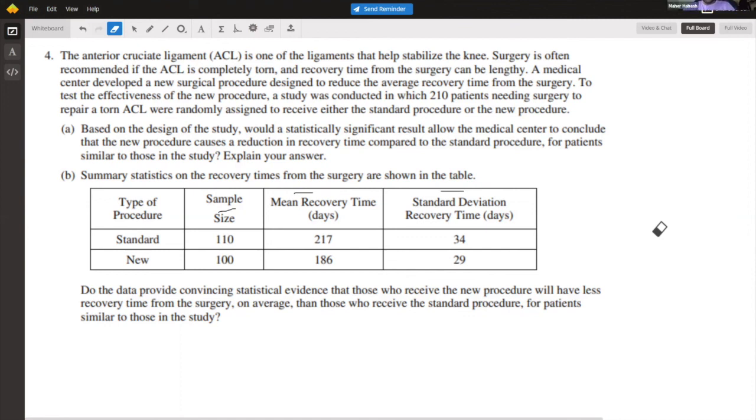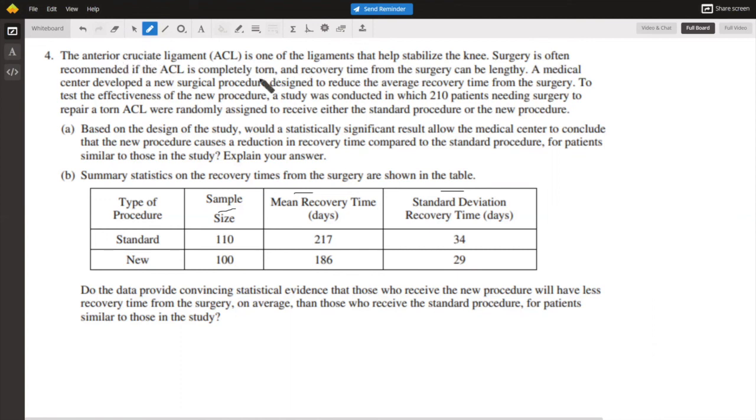Let's see, do they have... because everything is in days, and I'm assuming if you have less days of recovery time, that would be considered a more effective recovery. Yes, that sounds good. That's the way I would interpret it. But what was our alternative hypothesis? Let's see if they clearly stated that.